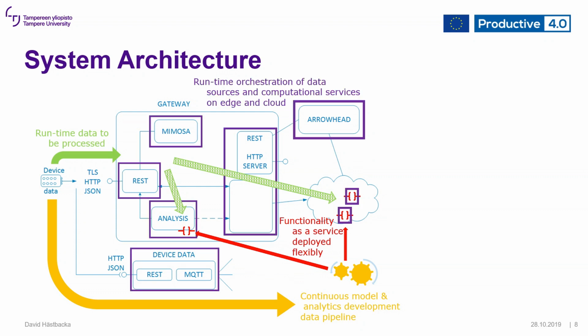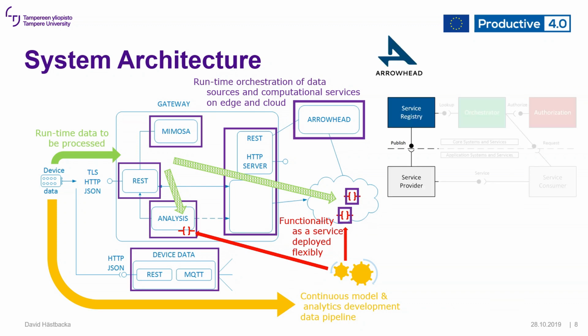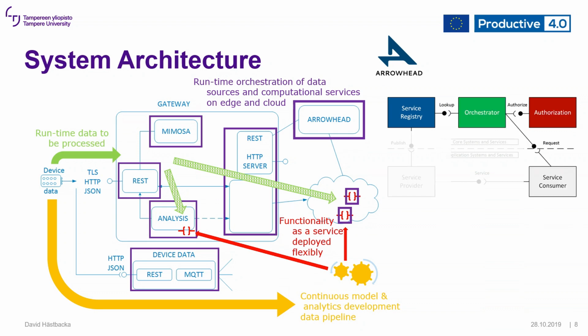But how to manage this whole infrastructure at runtime? We have these different services, and we use the Arrowhead framework for that. Basically, this means that these services are registered to the service registry, and when the consumer, in this case for example the device or system producing the sensor measurements, requests the orchestrator where to push the data, which services to interact with, whether it should go here or to another one, or maybe both of them.